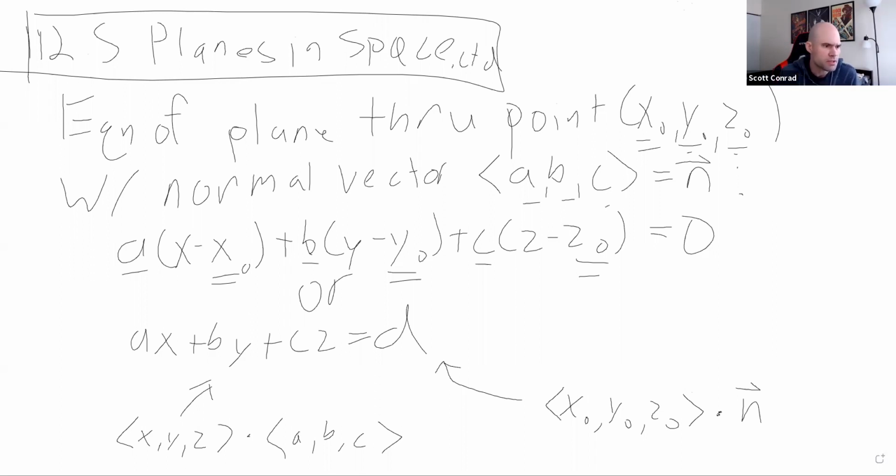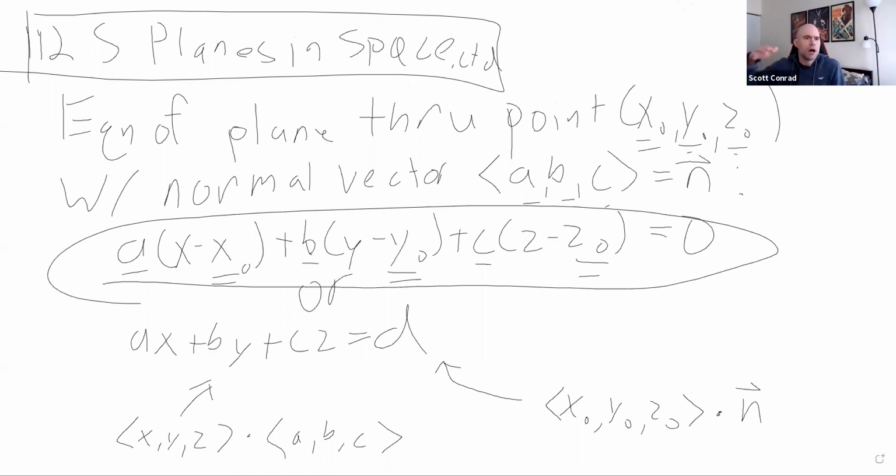Do x, y, and z represent the difference between x and x naught? Not quite sure I follow. So for the equation of your plane, for this equation here, x, y, and z are just the coordinates of any point on your plane. So if you pick any point on your plane, x, y, z, and you plug in x, y, and z into the equation, it should satisfy this. Okay, gotcha.